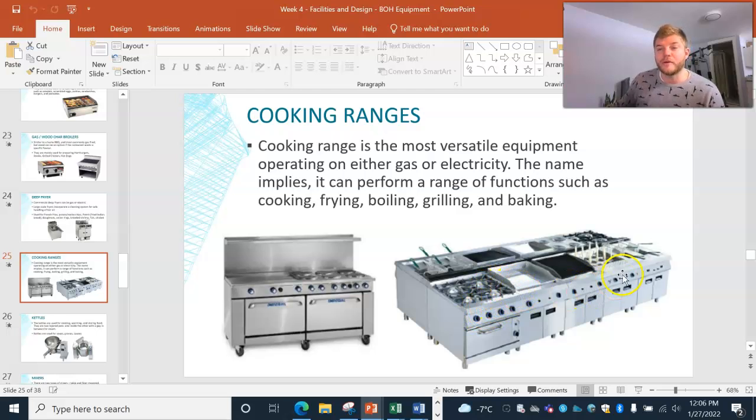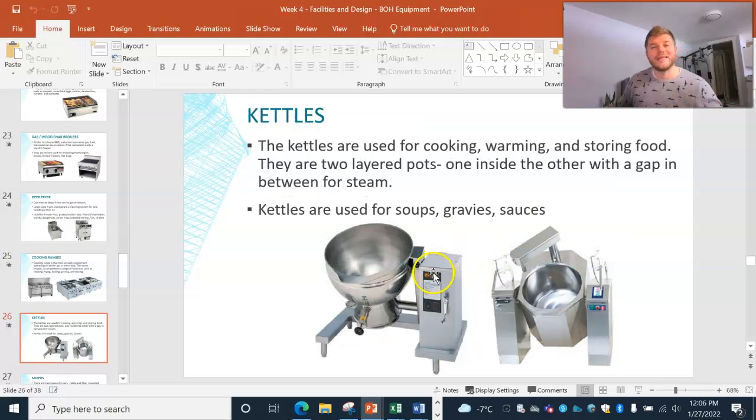In the Georgian College dining room, actually, it is kind of a double-sided one that exists in there already. And I'll do a virtual tour of the space before we get to the project, so you know what's already in there. Kettles are used for cooking, warming, and storing food, and they're often a two-layered pot, one inside the other. And in between the gaps are used for steam. So we tap our own trees at Georgian College, and we make maple syrup in these kettles. So they're often used for soups, gravies, sauces, things like that.